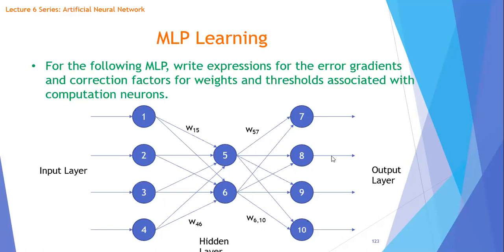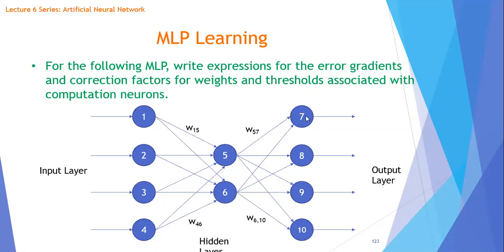Similarly, if you know your delta 8, you can correct for these two weights and its threshold. If you know delta 9, you can work out the correction factors for these two weights and threshold theta 9. If you know this delta 10, the error gradient, you can work out the correction factors for this weight here, W610 and W510, as well as theta 10. So this is part of it. It means at this particular iteration, you'll be able to correct for all these weights and thresholds.